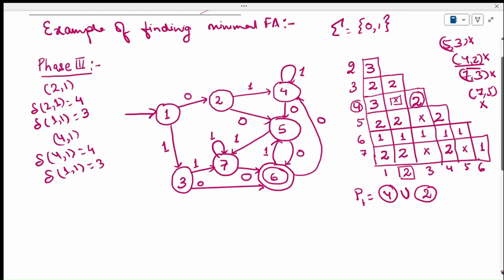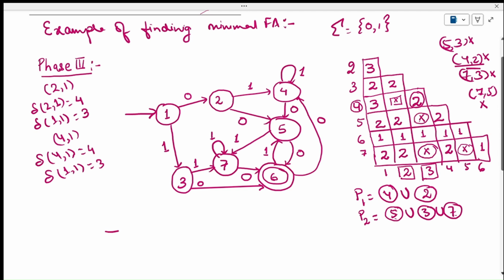Now come to the next unmarked cells. This place is unmarked. This place is also unmarked and it is aligned on what state? 3. So we will perform the union operation of 5, 7 and 3. Suppose I'll call this P2. So there we have 5 union 3 union 7. Now we are done. See this unmarked cell 7, 5: 7 and 5 are already merged into one. So now we will make the diagram.